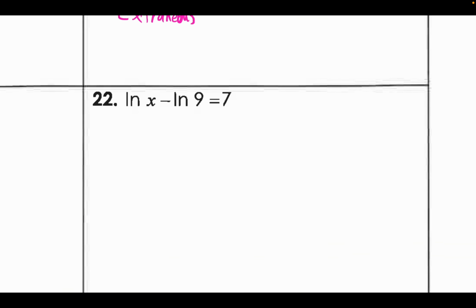So number 22 here, same setup where we have natural logs on one side, but numbers on the other. And so we condense this here. So we have subtraction, which is really division. So natural log of x over 9 equals 7. And so this is going to be a spiral where we have the base is e, so e to the power 7 equals x over 9.